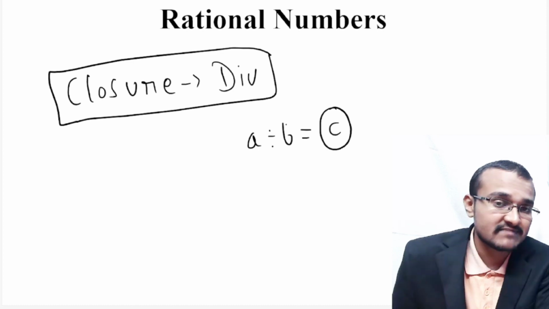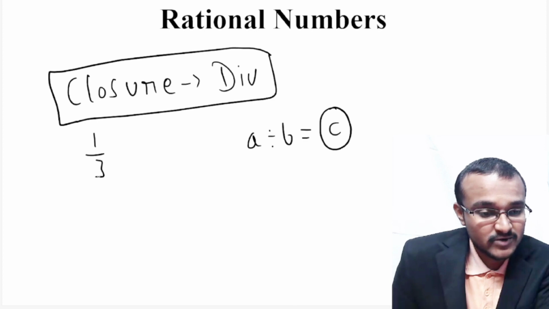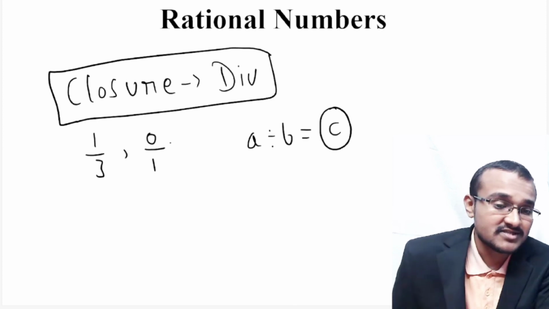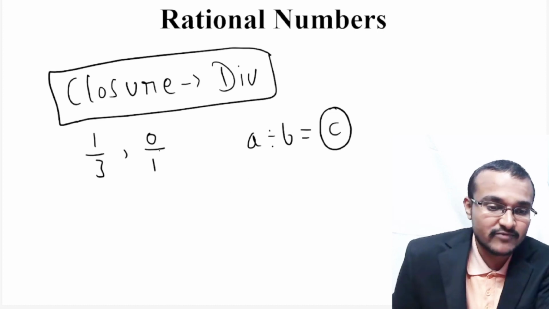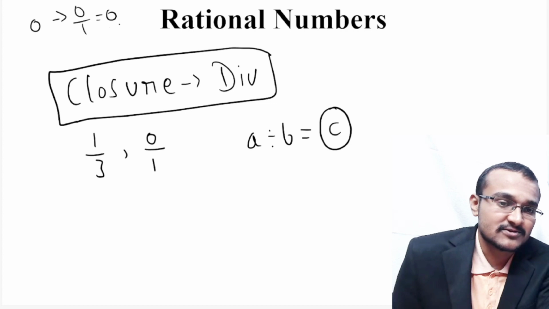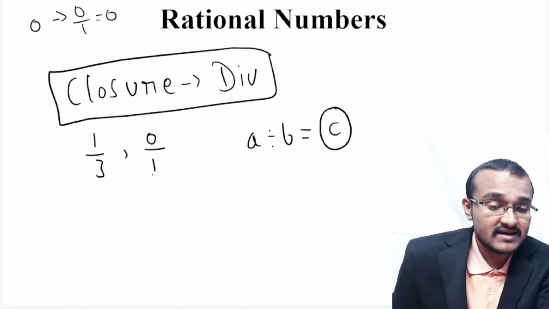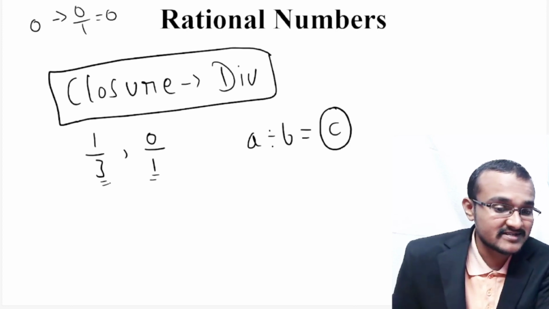So here I am slightly changing my example. I am taking 1 by 3 as one rational number and 0 by 1 as another rational number, because here 0 is also a rational number, because 0 you can write as 0 by 1. Because 0 by 1 will again be a 0. So that's why 0 by 1 is also a rational number, but here the denominator is not 0. Hence this is also a rational number. Here also the denominator is not 0. Hence 1 by 3 is also a rational number.